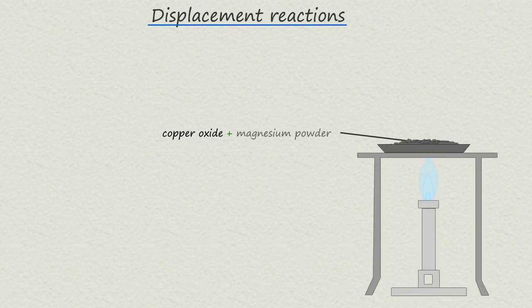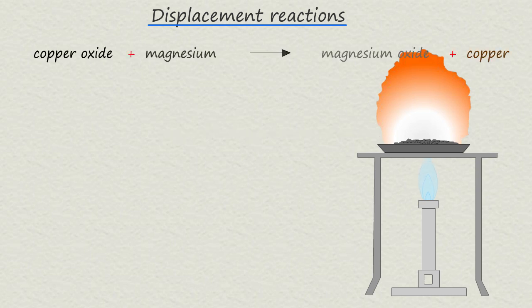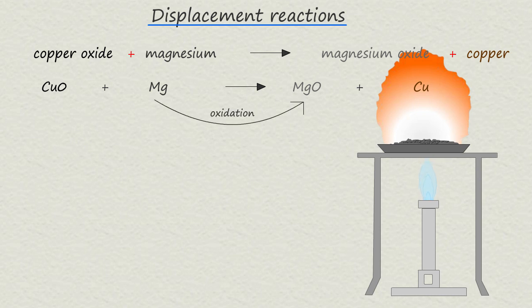For example, if magnesium powder is mixed with copper oxide and placed on a tin lid, and this mixture is then heated, a very violent reaction will take place as the more reactive magnesium metal displaces or removes the less reactive copper metal from its compound. In this reaction, the magnesium is essentially taking the place of the copper, as shown in the two equations. In this reaction, the more reactive magnesium metal has been oxidized, while the copper in the copper oxide has been reduced to form copper metal.